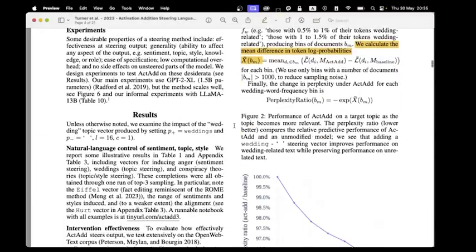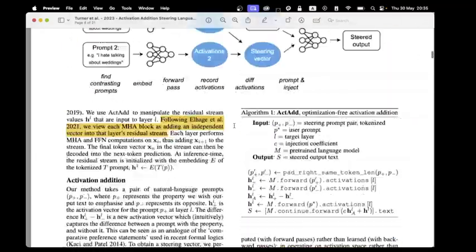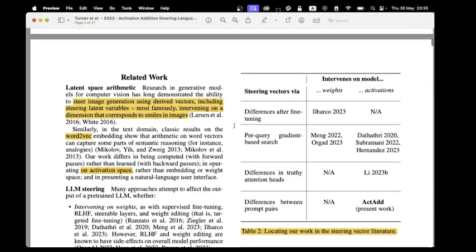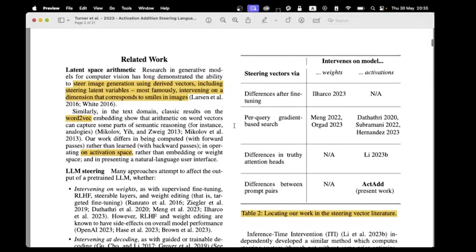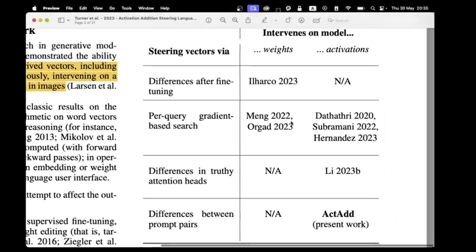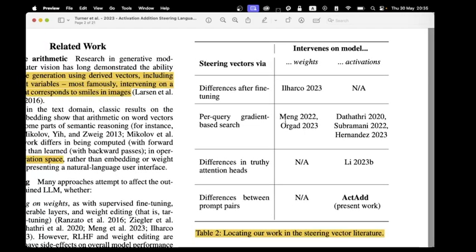So what else do you want to talk about here? I think we want to talk about their map of other work. So you can patch weights, you can patch activations. This is literally just the place you insert your intervention into.